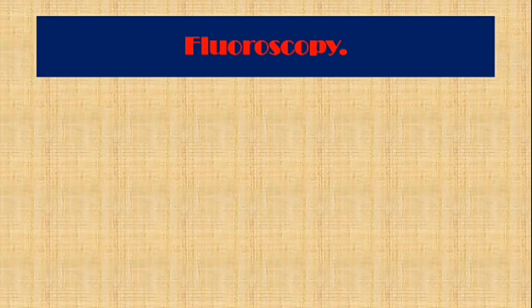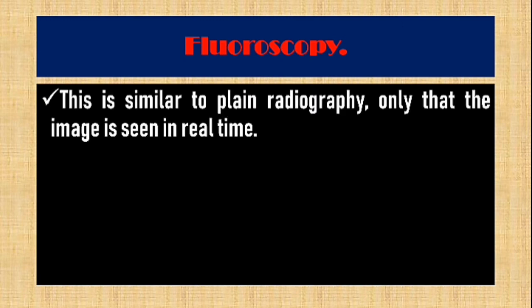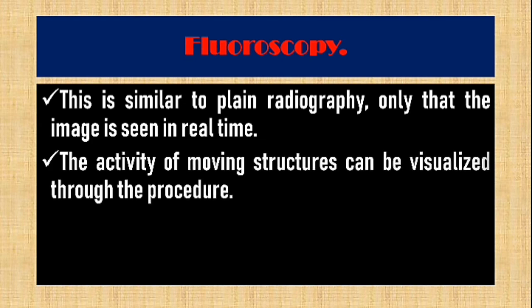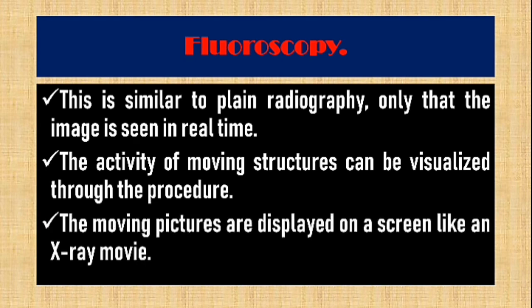Now, let's talk a little bit about fluoroscopy. Fluoroscopy is more or less like plain radiography. The only difference being that fluoroscopy forms two-dimensional images in real time. In other words, fluoroscopy is like an X-ray movie. The activity of the moving structures can be visualized through this procedure. For example, movements of the GIT, respiratory movements, among others. The moving pictures are displayed on a screen like an X-ray movie, like I said before.